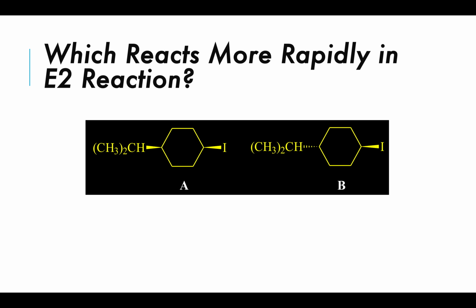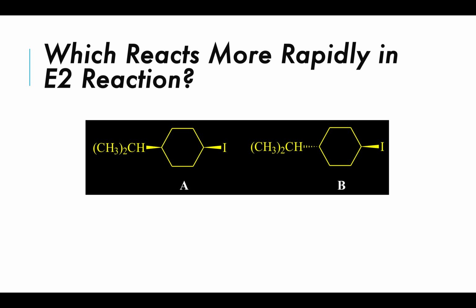Let's try this one. Which would react more rapidly in an E2 reaction? So how would you answer this? I want you guys to create two chair drawings and then choose. Will wedge mean up or will wedge mean down? So if wedge means up, then this is in the up position. This is also in the up position. Up position, down position, and vice versa.